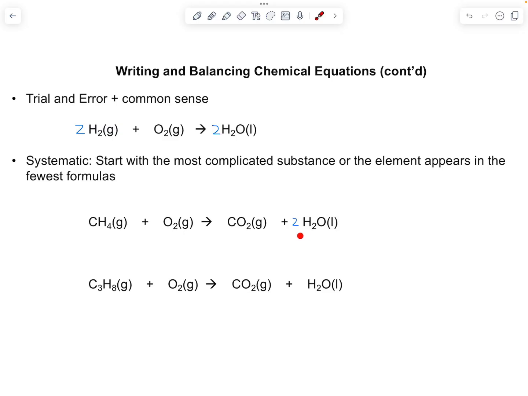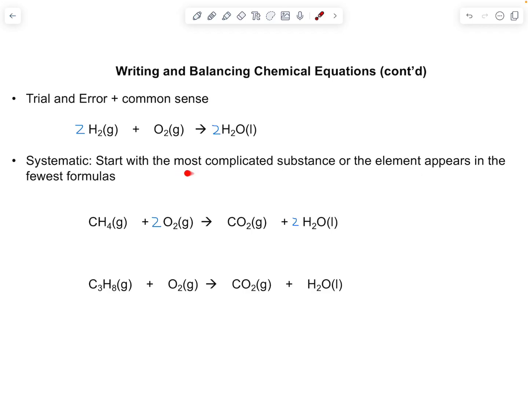And under that circumstance, you may notice that on the product side the oxygens add up to be 4. So 2 oxygens over here and 2 oxygens over here. There are a total of 4 oxygen atoms. And on the reactant side, in order to have 4 oxygen atoms, you need to put the coefficient 2 in front of oxygen. So by doing this, you are able to balance the equation for the natural gas combustion reaction.